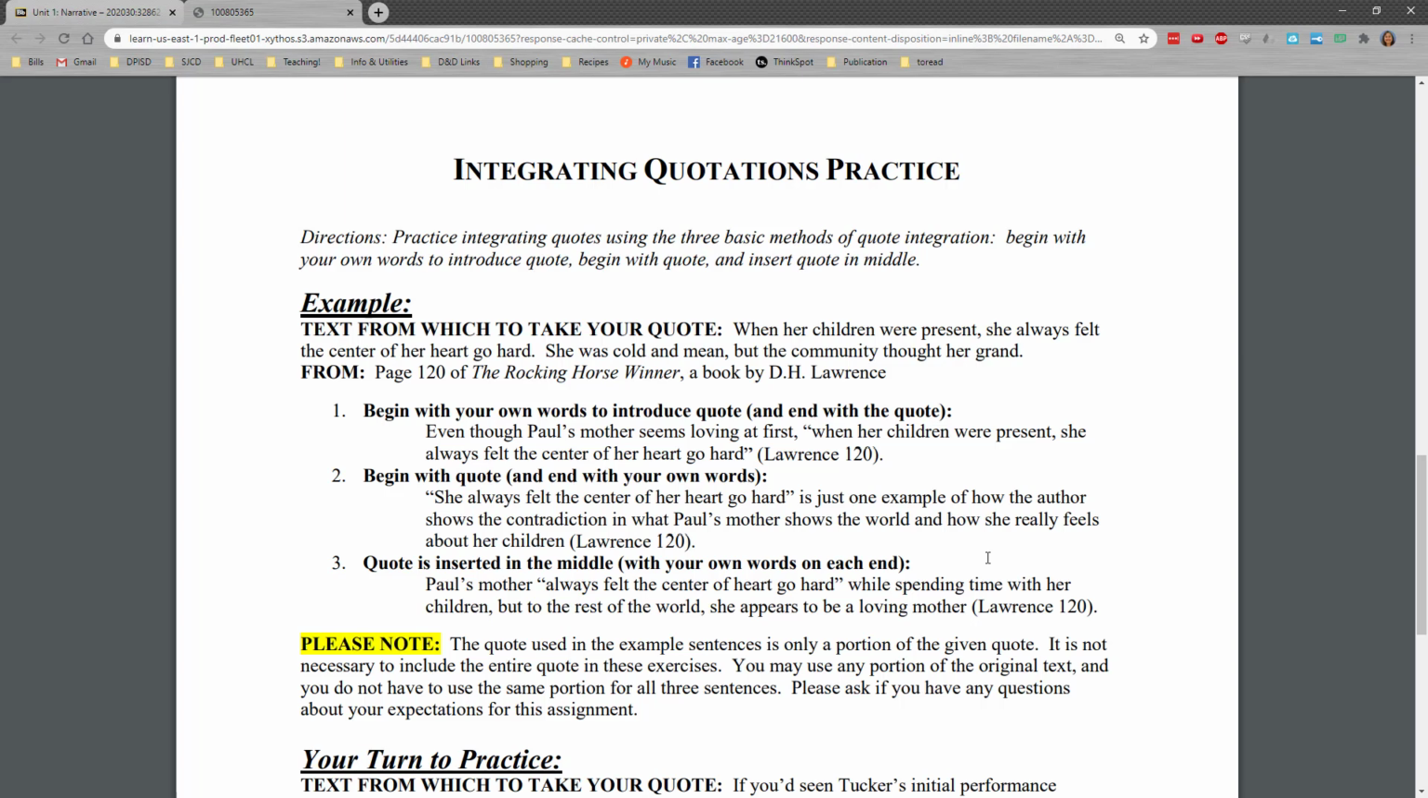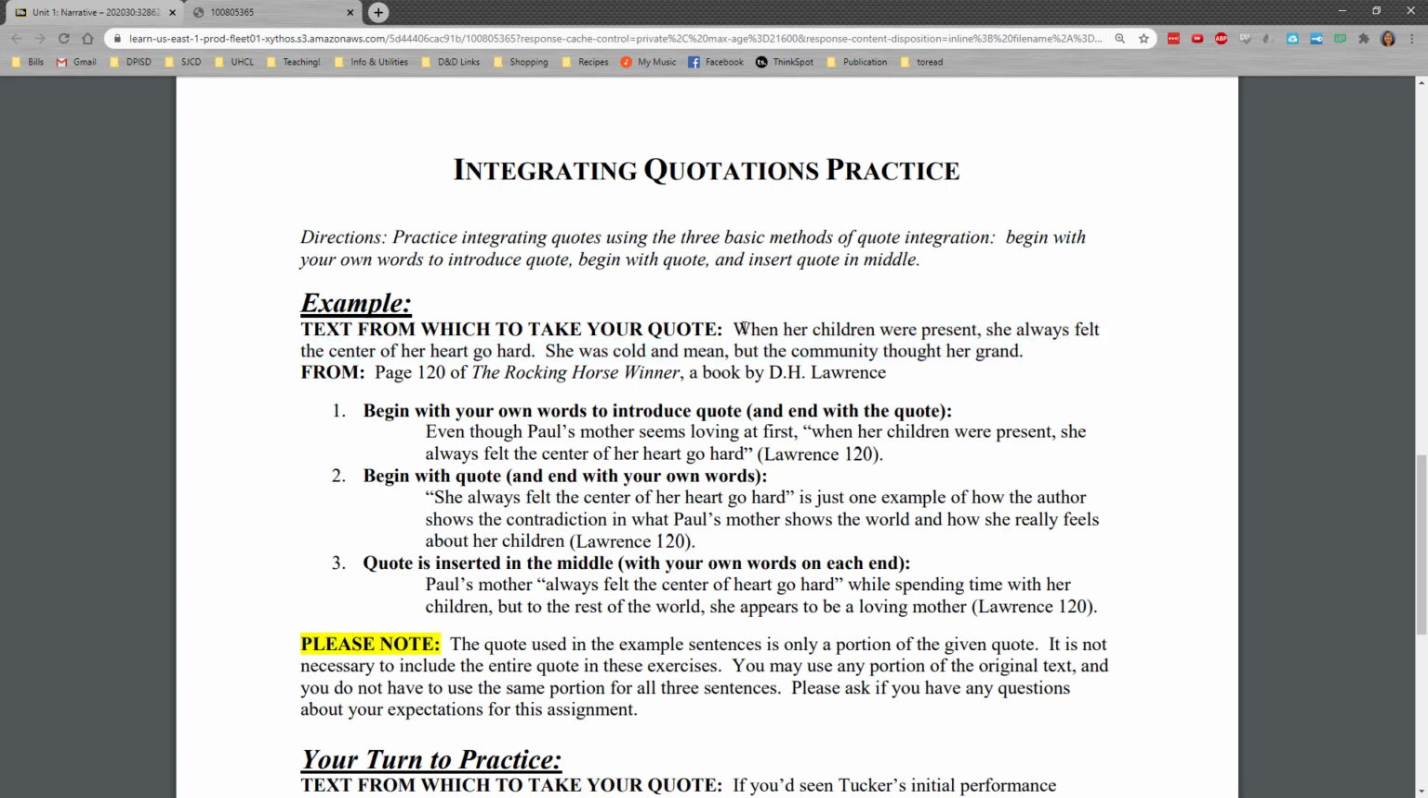First and foremost, you do not have to use the entire text that I gave you as the quote. Take a piece of it, just from somewhere in the middle, or from the beginning, or from the end, to use as your quote. You're going to pretend that this is part of a larger paper, but not all three sentences are in the same paper.